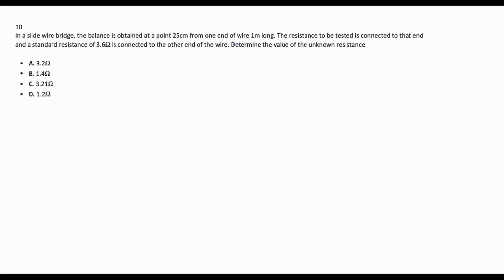Question 10 says, in a slide wire bridge, the balance is obtained at a point 25 centimeters from one end of the wire, which is 1 meter long. The resistance to be tested is connected to that end, and a standard resistance of 3.6 ohms is connected to the other end of the wire. Determine the value of the unknown resistance. Now, first, let's look at what a slide wire bridge is.